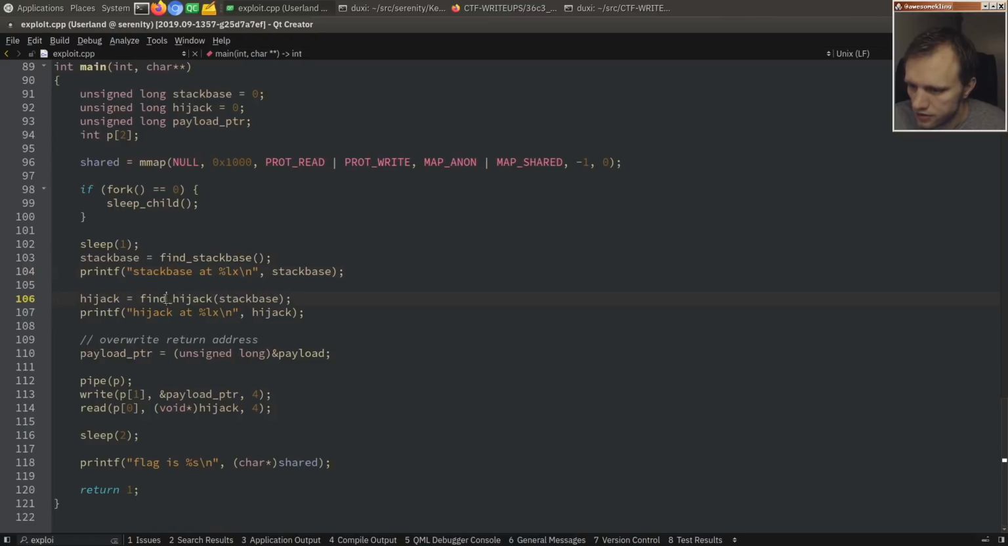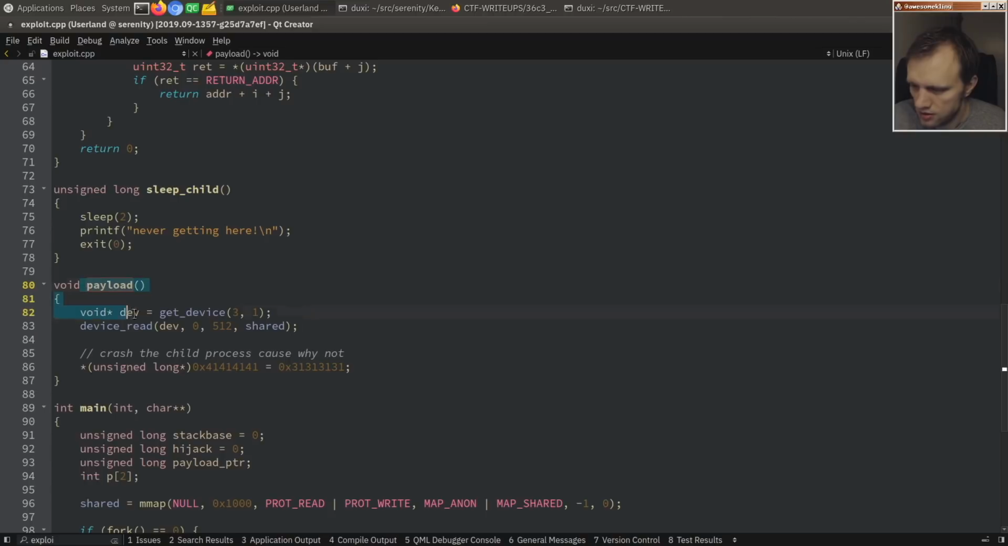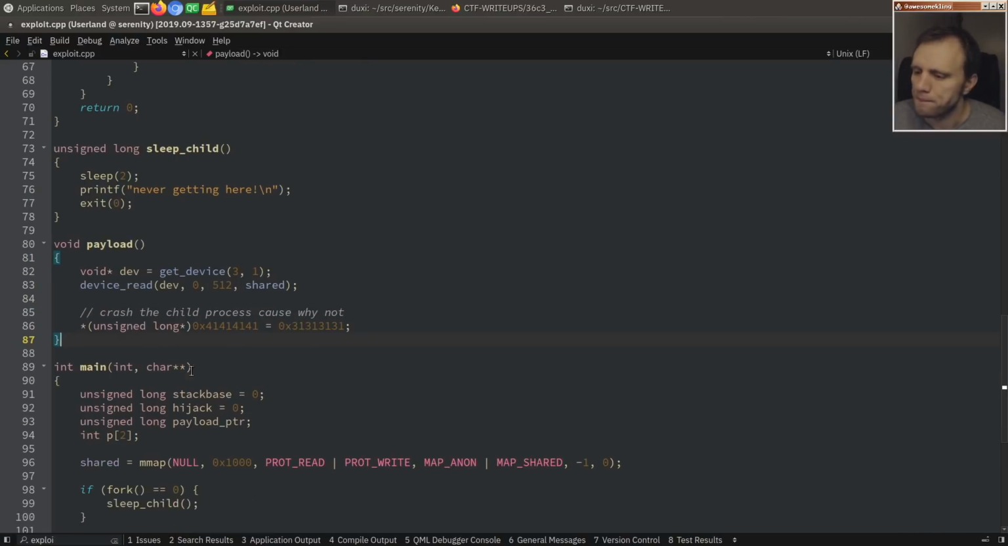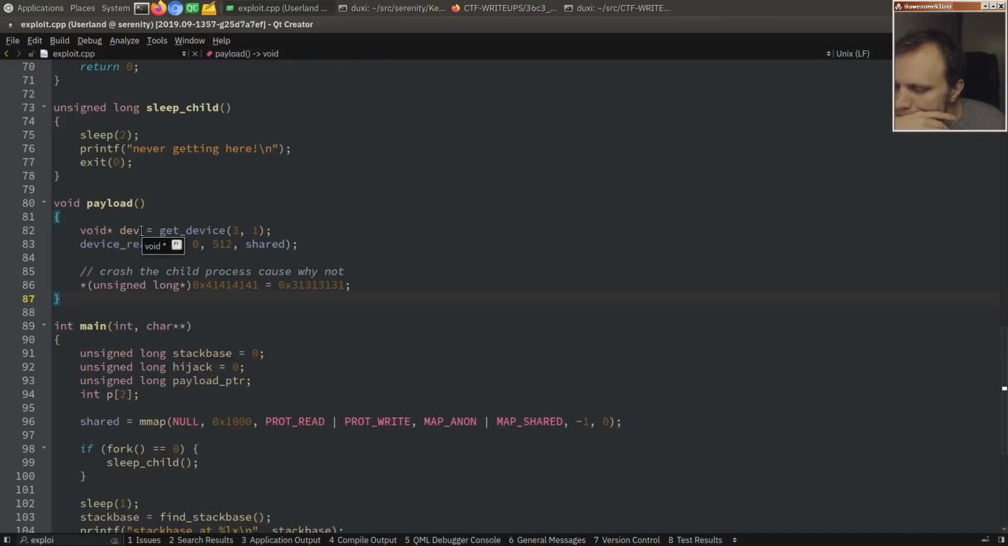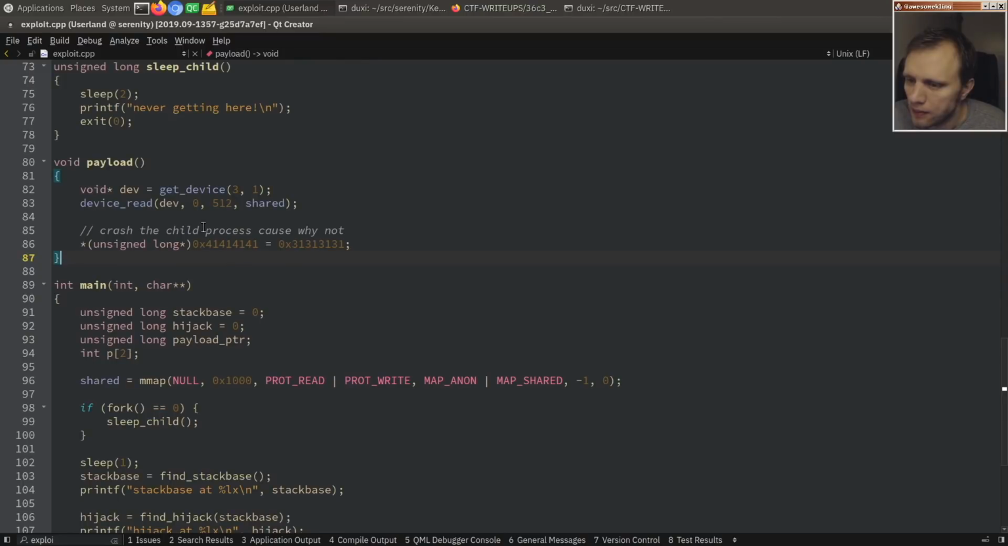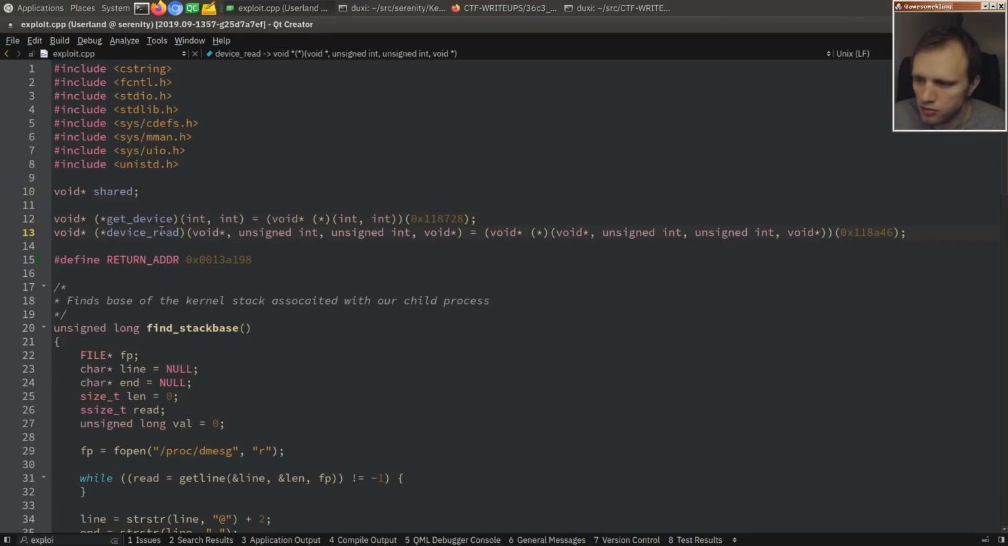So let's see. He looks for the hijack point, and then he has a little payload. And what is his payload? It's this function right here. So he's going to make the kernel call this function. And then what this function will do is just call get device and then read from the device into the shared memory and then crash itself, because why not? Right. So then we have to look at these get device and read from device.